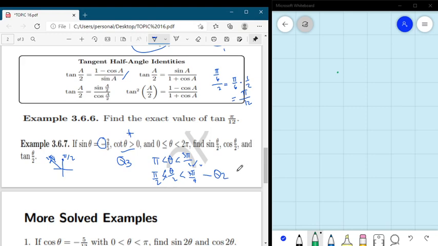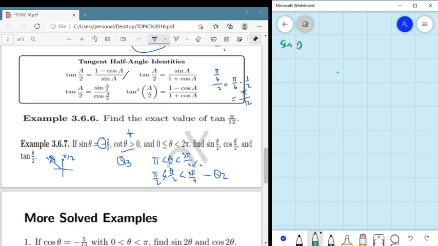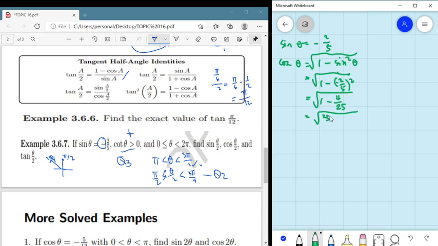Okay, so in quadrant 2, your cosine is negative and your sine is positive. And since we are given that sine theta is equal to negative 2 over 5, to solve for cosine theta, it should be the square root of 1 minus sine squared theta. Therefore, we have the square root of 1 minus the negative of 2 over 5 squared, which is equal to the square root of 1 minus 4 over 25. Simplifying further, we have 25 minus 4 over 25. Thus, we have the square root of 21 over 5. And since it is in quadrant 3, your cosine here is negative.